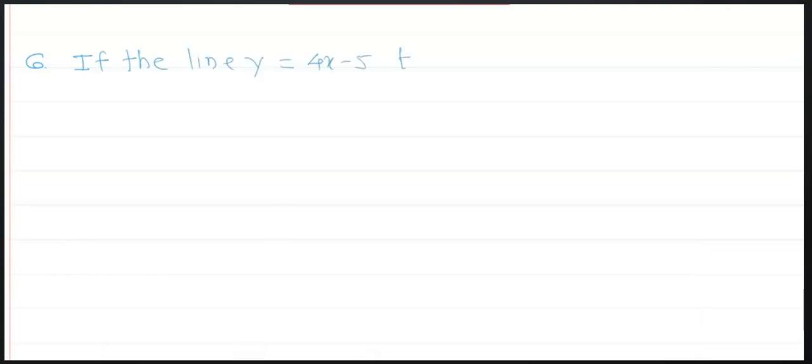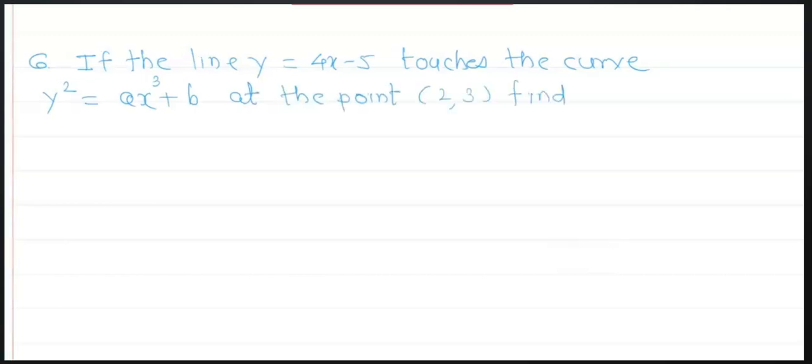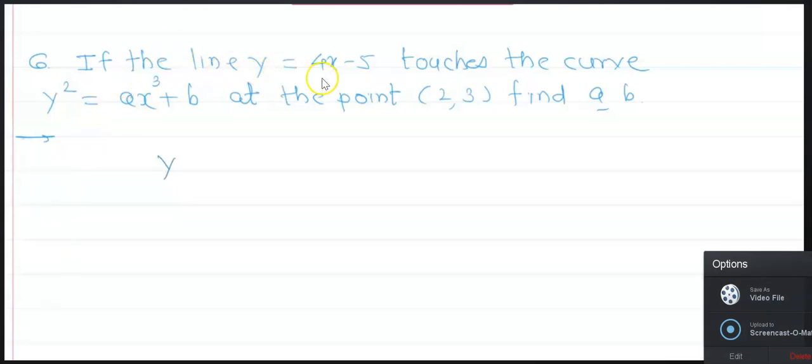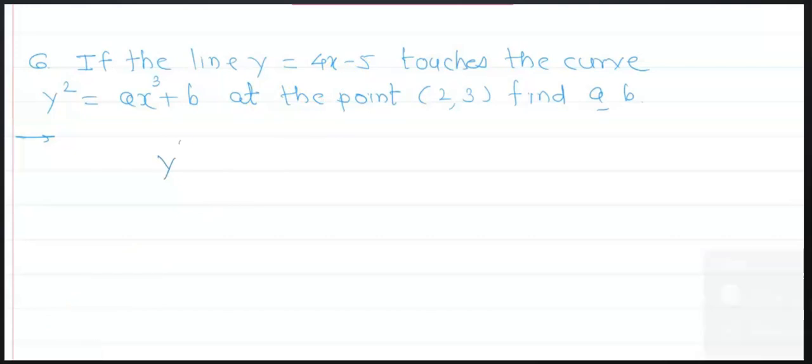If the line y equals 4x minus 5 touches the curve y square equals ax cube plus b at the point 2, 3, find a and b. Now how to solve this problem? If the line touches the curve, it touches it at the point that is also given. That is, we'll find the gradient of this curve, which equals the slope of this line. And by using this, you will get the values of a and b.